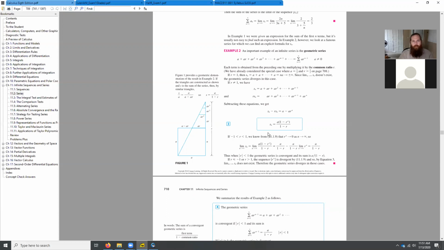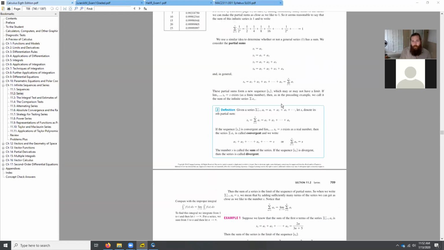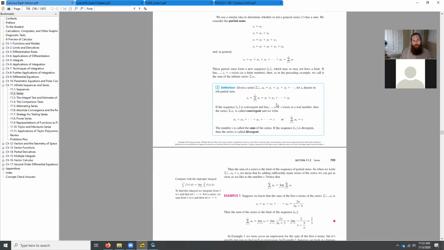Mariana, a sequence converges if it has a finite limit. Remember, the definition of convergence for a sequence is the limit as n to infinity of an exists and is finite. A series converges means something totally different. It means that the sequence of partial sums is finite. When you start adding more and more and more, that starts getting closer and closer to some particular number. So the difference between a sequence and a series is non-trivial.